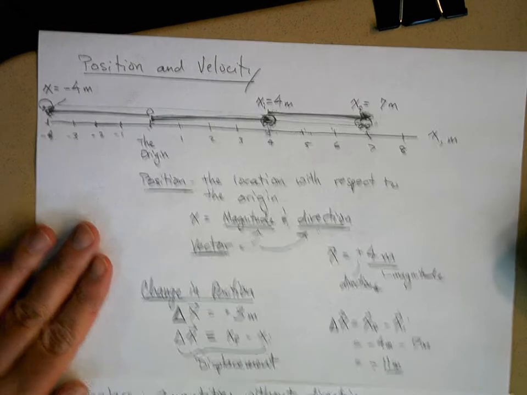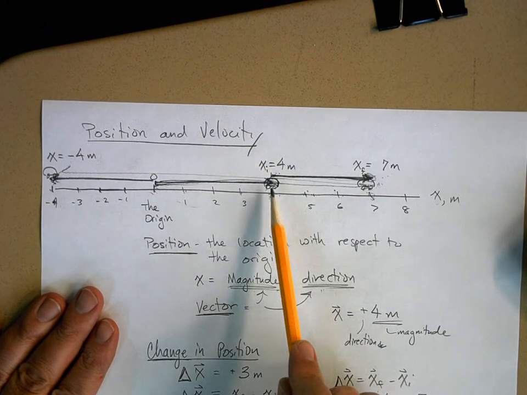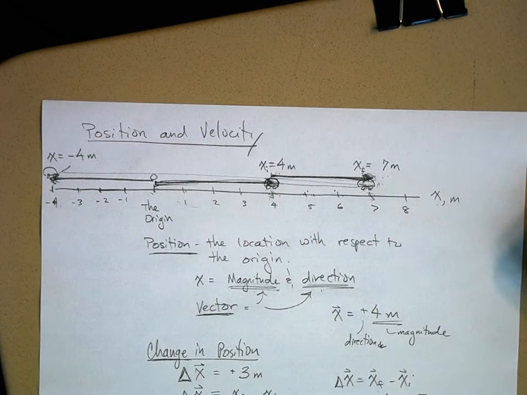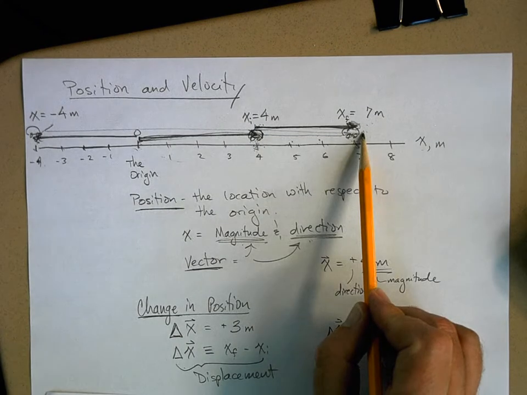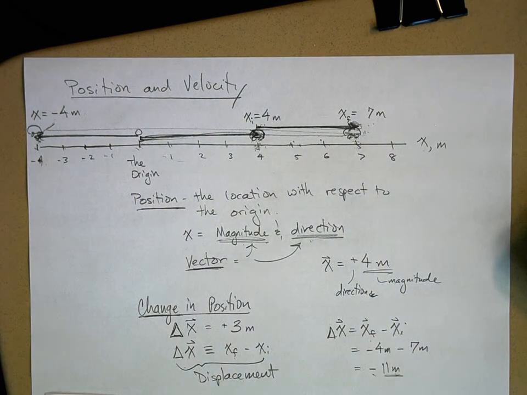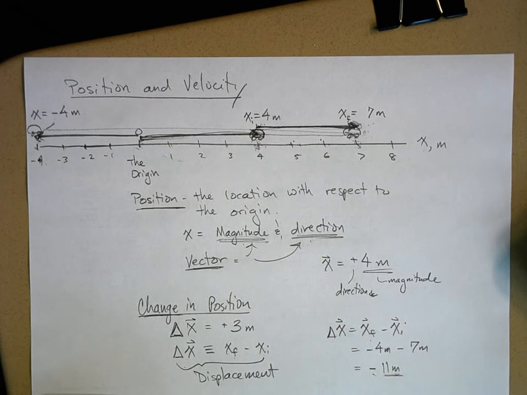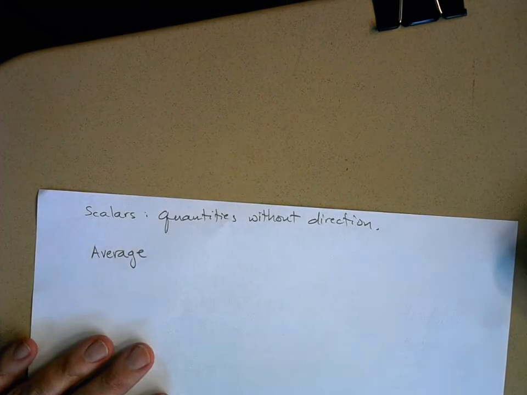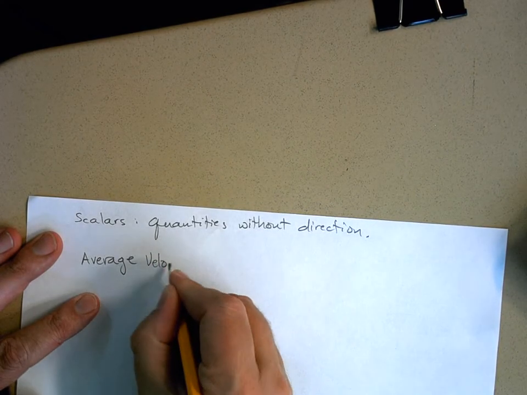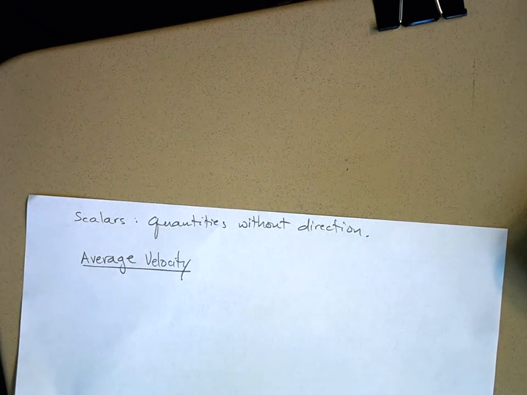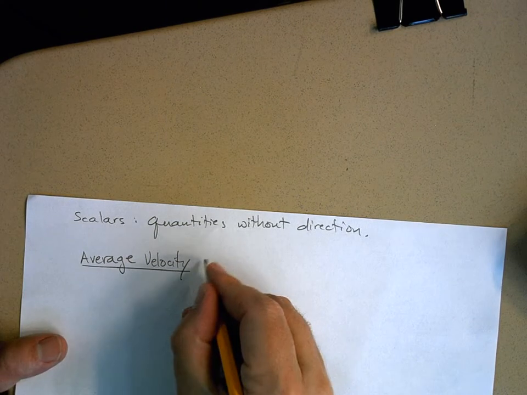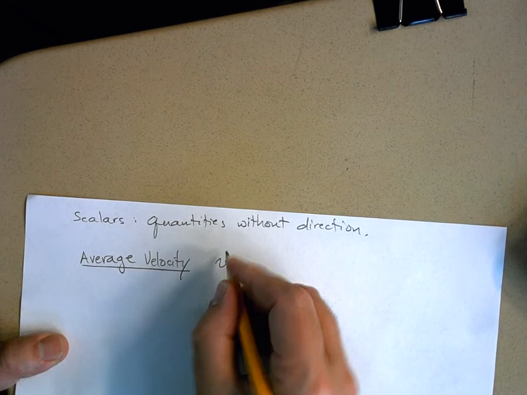But, and speaking of time, when I went from 4 meters to 7 meters, it took time to do that, didn't it? And if I take the displacement and I divide it by how much time it takes, I get what's called average velocity. Average velocity. And I'm going to give you a definition for it. We'll do this.